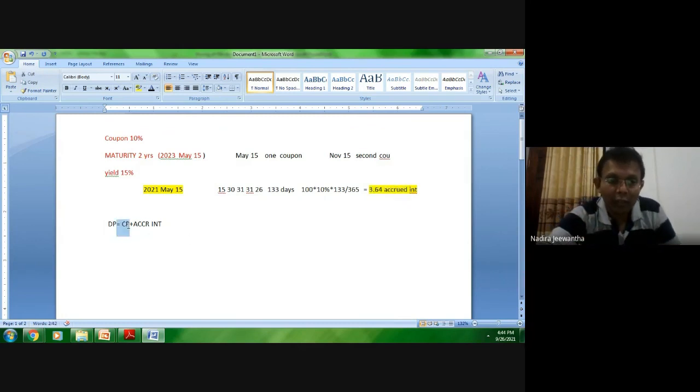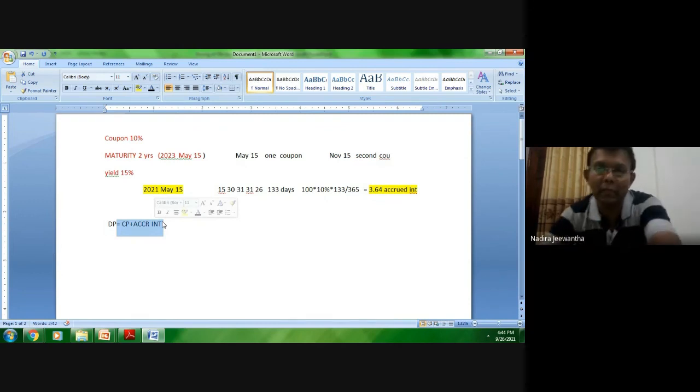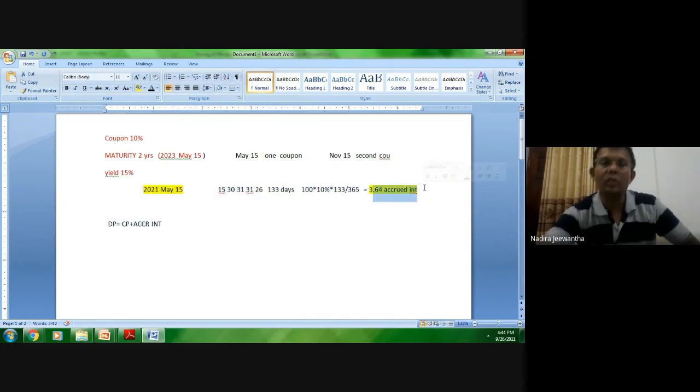When you calculate the pricing, either with the price, I am paying this part as well to the seller. Perfectly all right. This is how the system works.